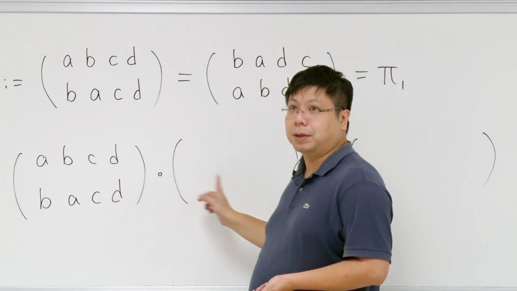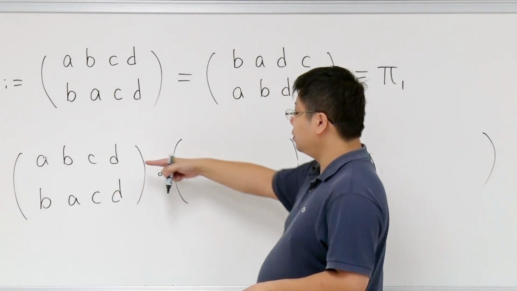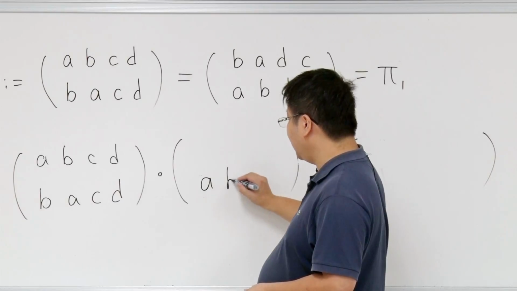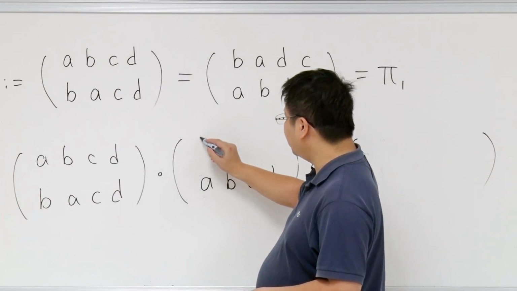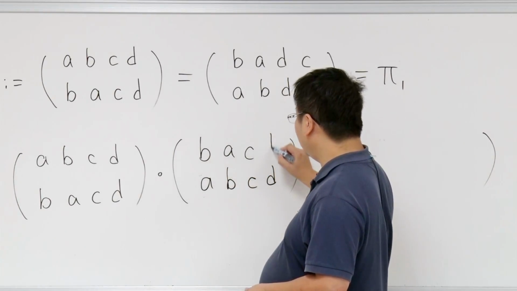So what is the inverse of this one? The inverse of this one is easy. You just exchange this. So you put A, B, C, D here, and then you put B, A, C, D. Okay?